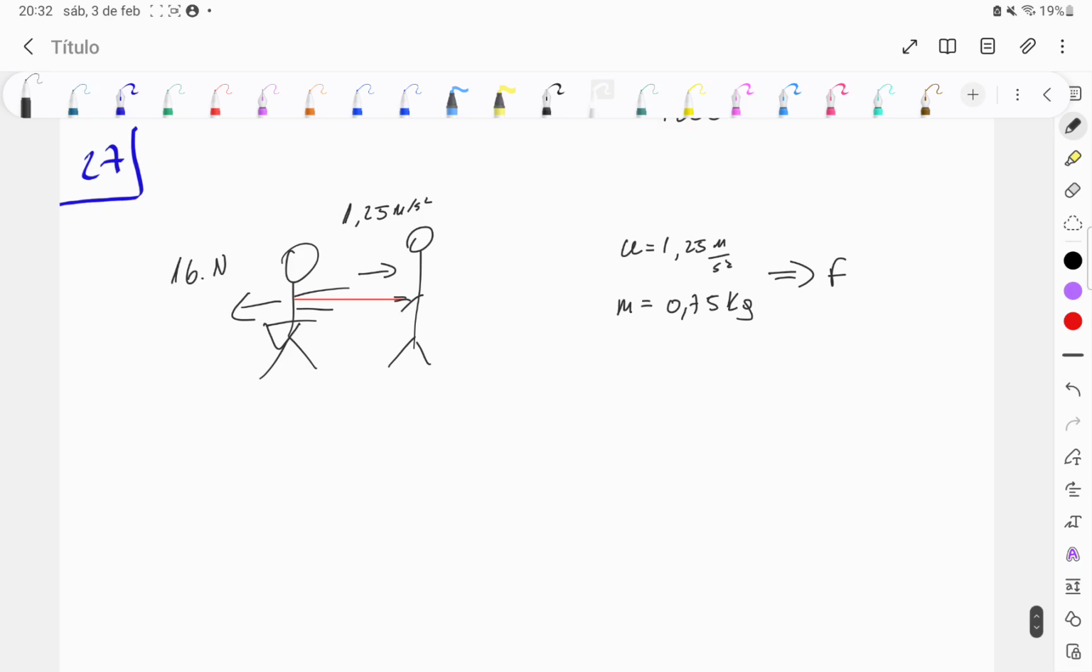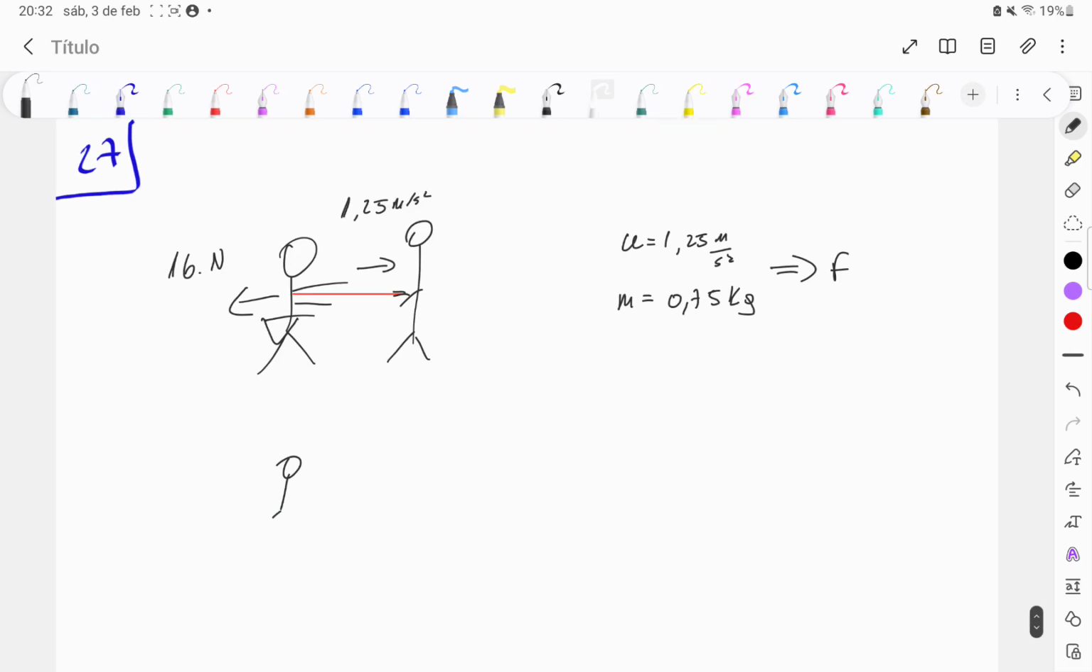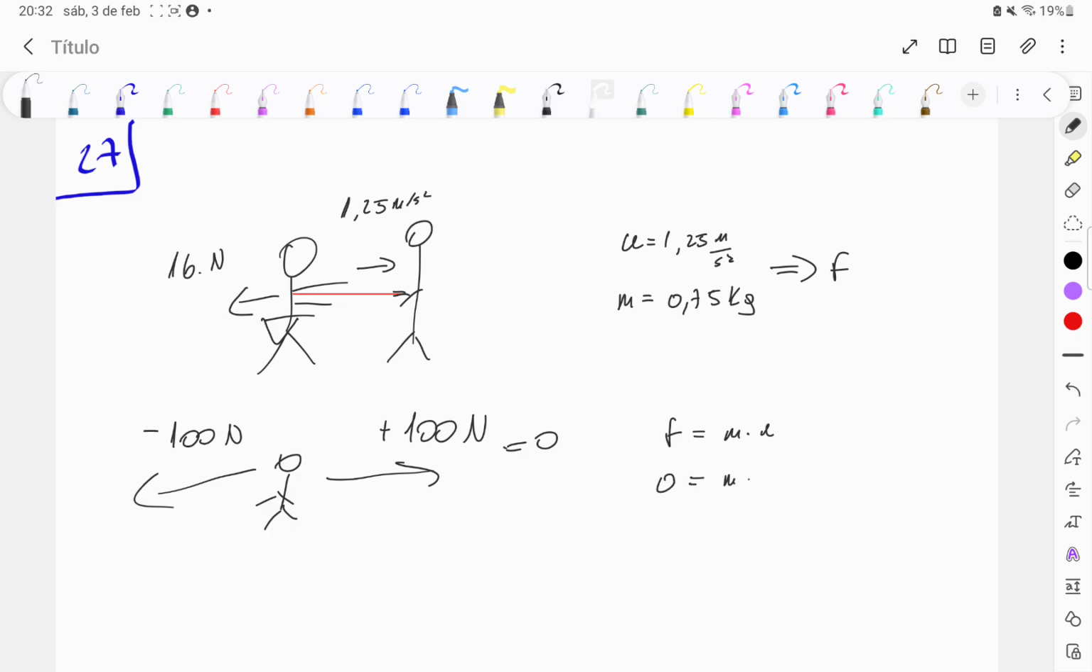Let me ask you a question. If you pull like this with a force of 100 newtons, and you pull there with a force of 100 newtons, is it going to move? No, because this is going to have, for example, a minus 100. So if we add the forces, it's going to be equal to 0, so there's no movement, because F is equal to M times A. If this is 0, and the mass is not 0, therefore the acceleration has to be 0. Yeah, so what is happening here?